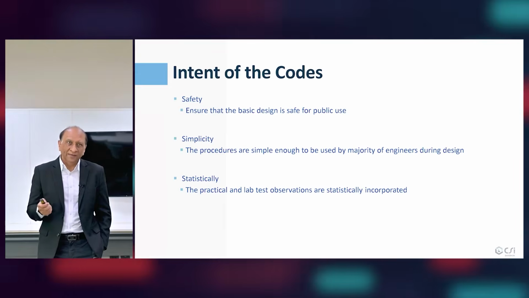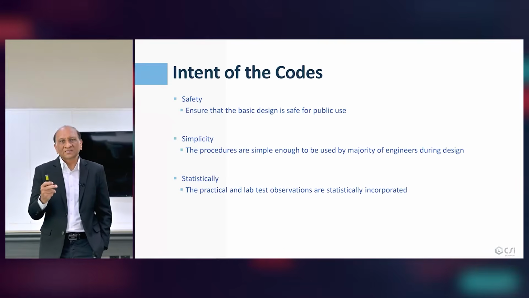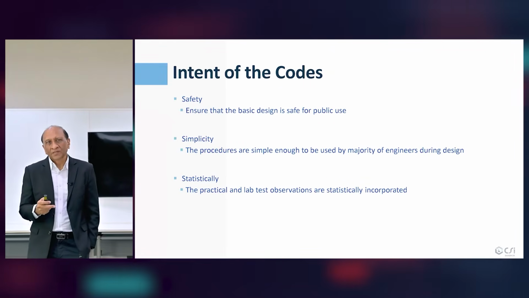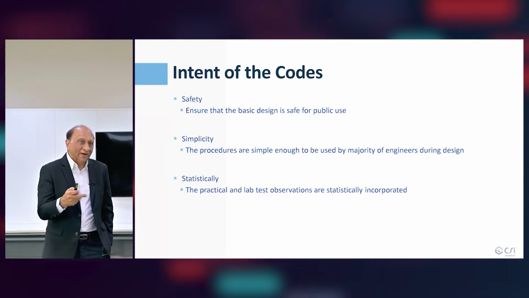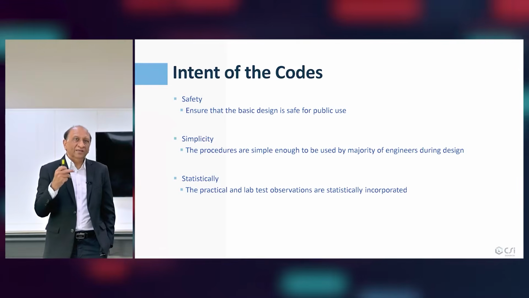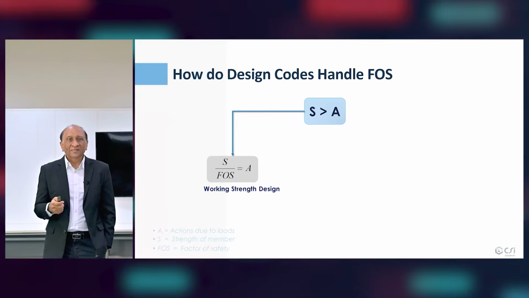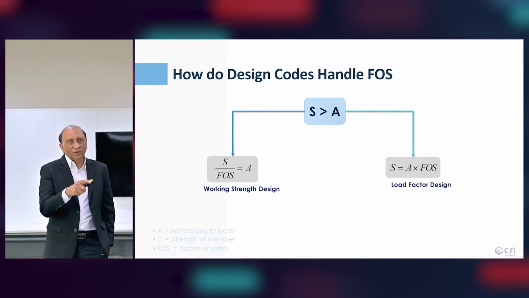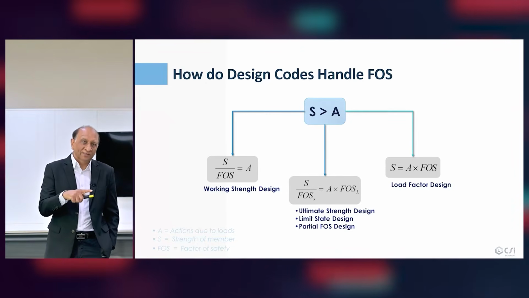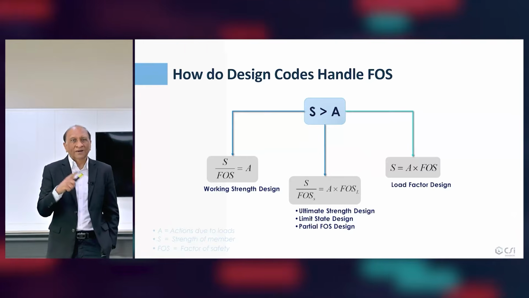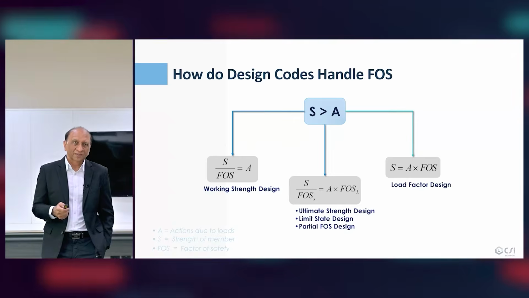So the intent of the code is very clear. They want safety, they also want simplicity, and they want a statistically reliable outcome. So the factor of safety is there to simplify, to ensure safety, and to make sure that statistically we are doing the right thing. That is done by either dividing the strength, or multiplying the loads, or doing both, dividing the strength by a factor and multiplying the load by a factor, called the partial factor of safety concept. And that's what most modern codes use.